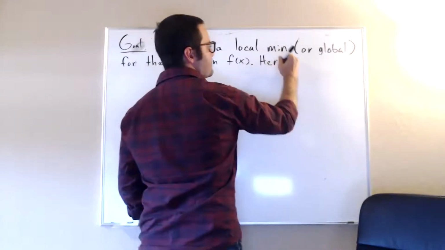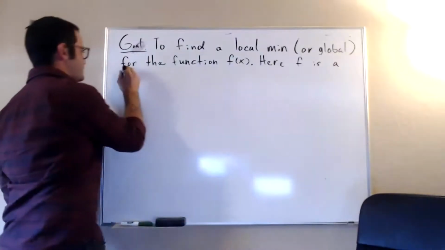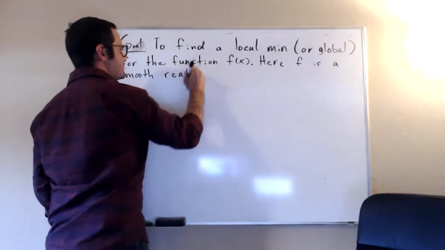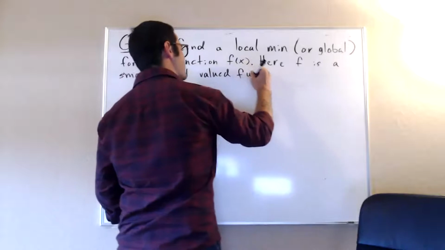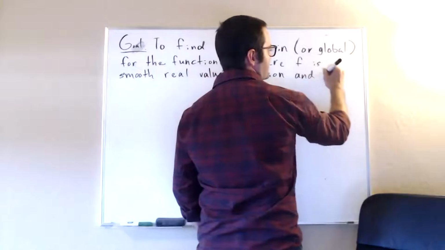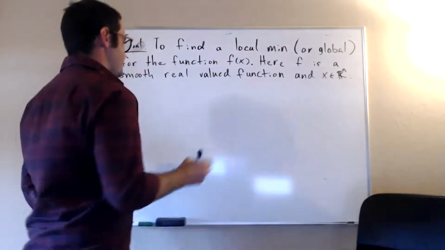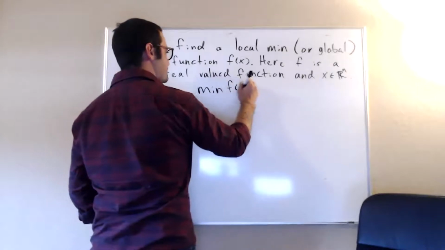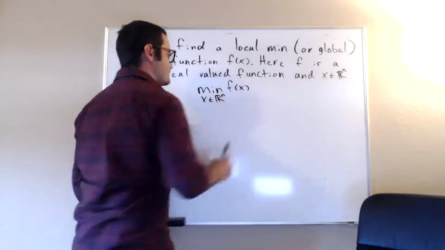And here, f is a smooth real valued function and x is just some n-dimensional vector. That's our goal, again, to solve this optimization problem. So min f of x such that x is a real valued vector.